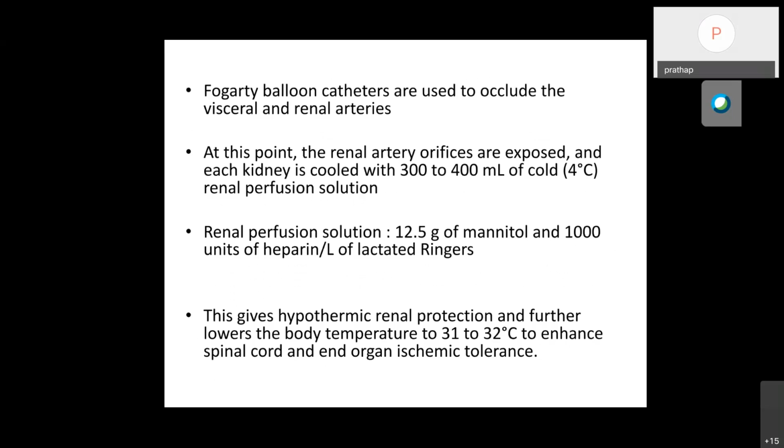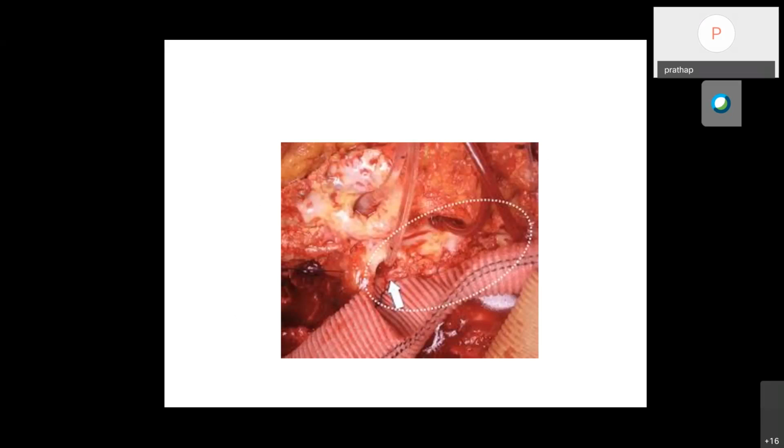The Fogarty balloon catheters are used to occlude the visceral and renal arteries. At this point, the renal artery orifices are exposed, and each kidney is cooled with 300 to 400 ml of cold renal perfusion solution, which is 12.5 grams of mannitol and 1000 units of heparin per liter of lactated Ringer's. This gives hypothermic renal protection and further lowers the body temperature to 31 to 32 degrees Celsius to enhance spinal cord and organ ischemic tolerance. Similar picture showing the same.